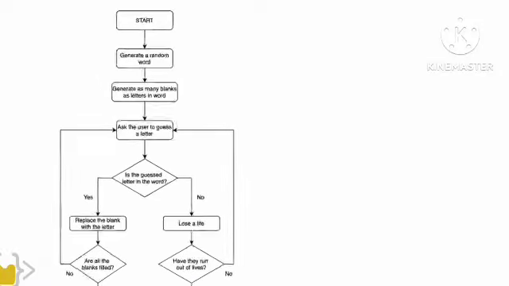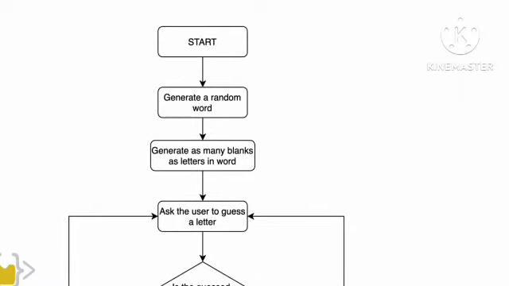And if we zoom in a bit, let's go through this flowchart step by step so we're all on the same page. At the start of the game, the first thing we do is to generate a random word. Let's say in this case, it was the word mouse. Now, the next step is to generate as many blanks as the letters in the word. So we have these blanks to show the user how many letters are in this word that they need to guess. They don't get to see this, but they get to see this.